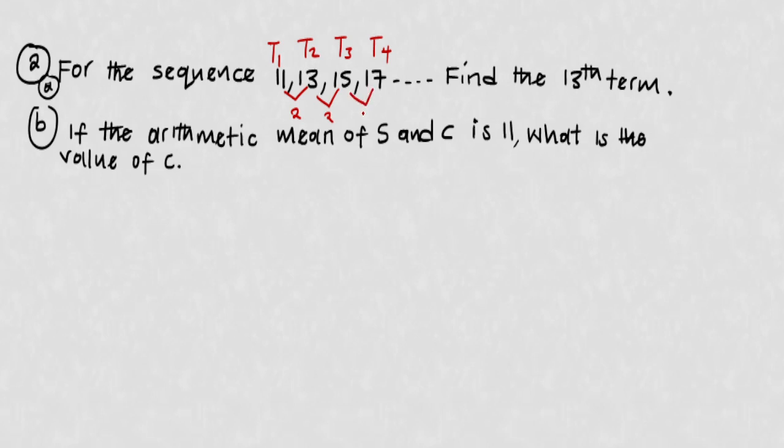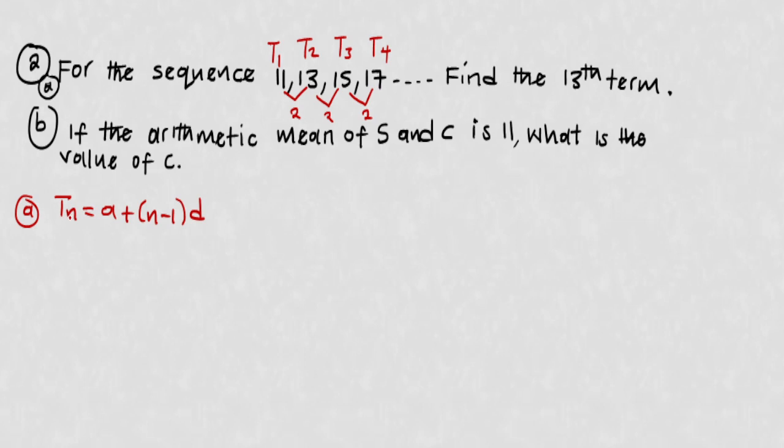17 minus 15, that's a 2. So these have got a common difference, therefore they qualify to be called an arithmetic progression. An arithmetic progression has the following formula to find any term: Tn is equal to a plus (n minus 1) d.